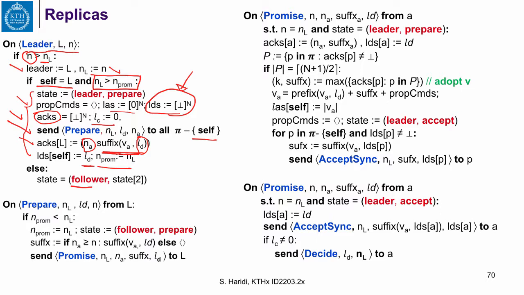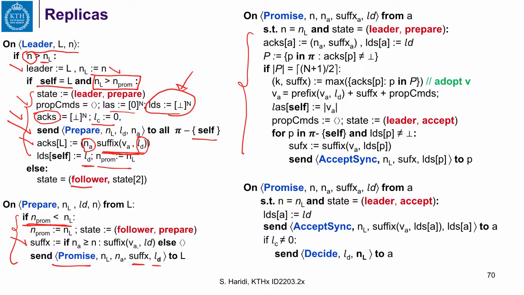So the leader now is in the prepare phase, and he sent a prepare to all other replicas. If they get the prepare and accept it because of this condition, then they move to become a follower in the prepare phase, and they send their suffix and the decided sequence. We have seen that before in a promise. So the leader is now in the leader prepare phase.